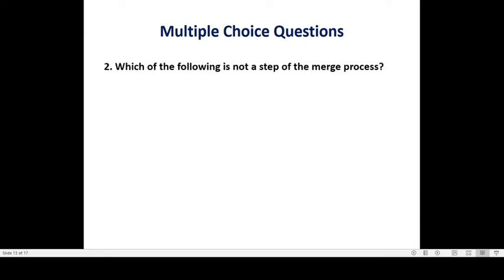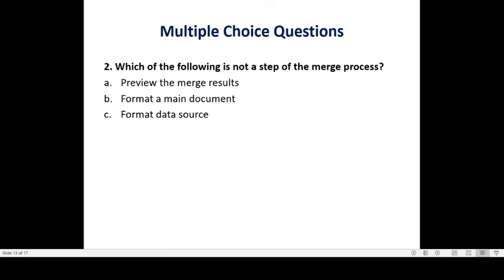Next, which of the following is not a step of the merge process? Option A, preview the merge results. Option B, format a main document. Option C, format data source. Option D, identify the main document. Correct answer is option C, format the data source.